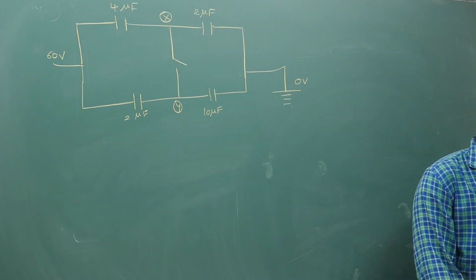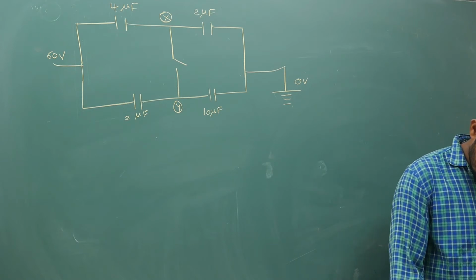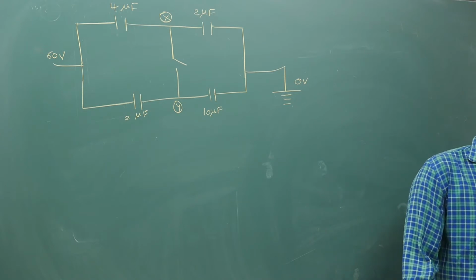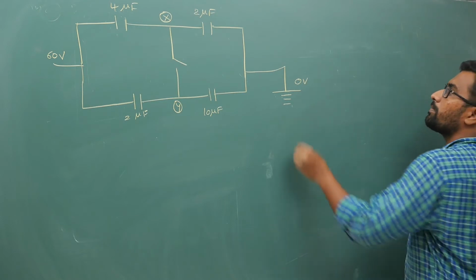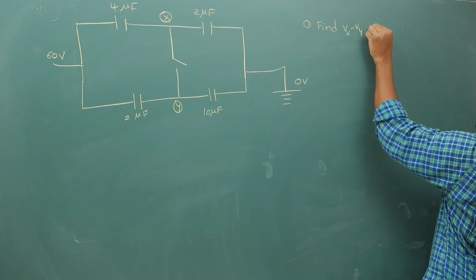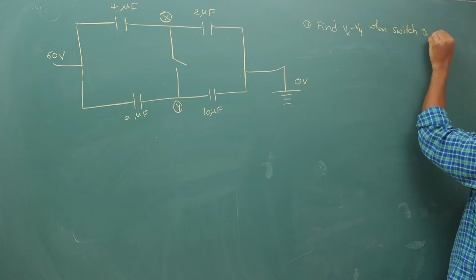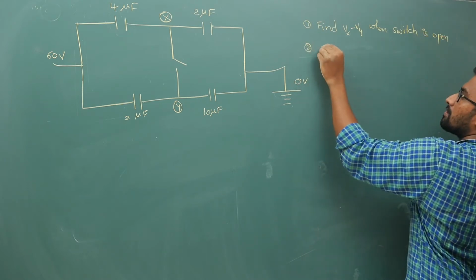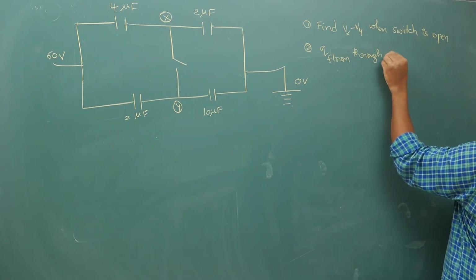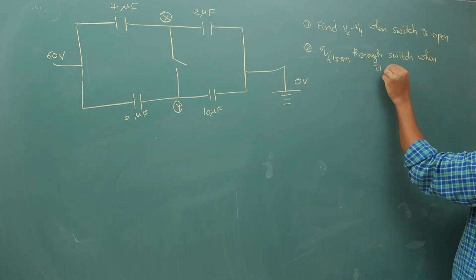What is the question? Find the potential difference between X and Y when the switch is open. Your first question is, find Vx minus Vy when the switch is open. Your second question is, find the charge flown through the switch when it is closed.